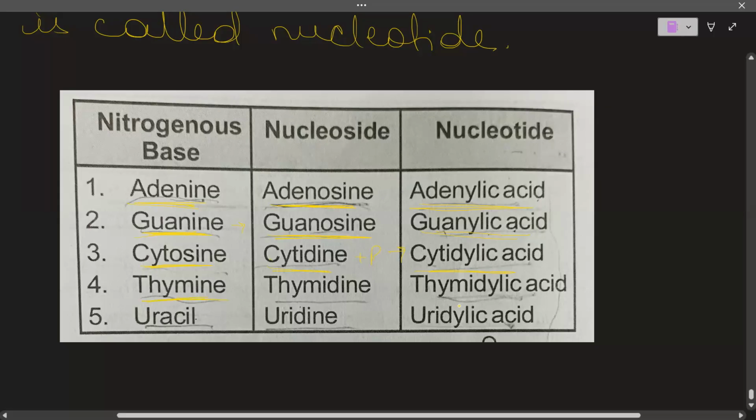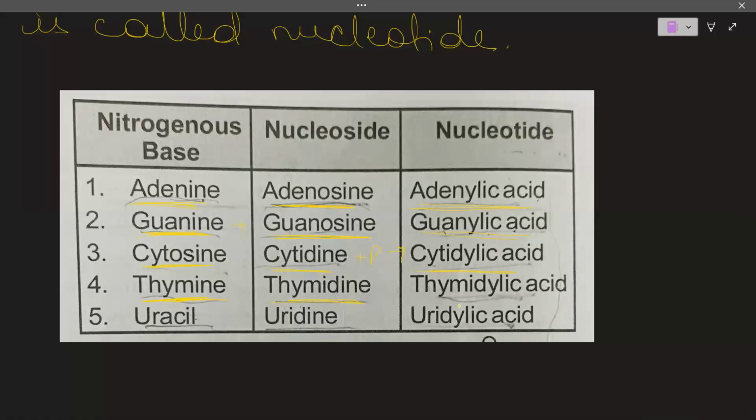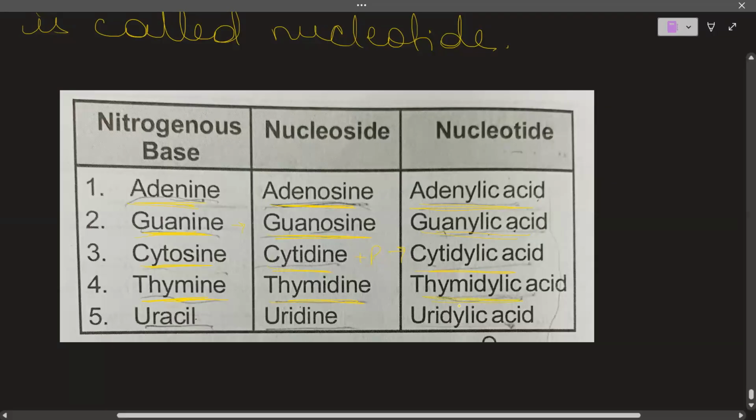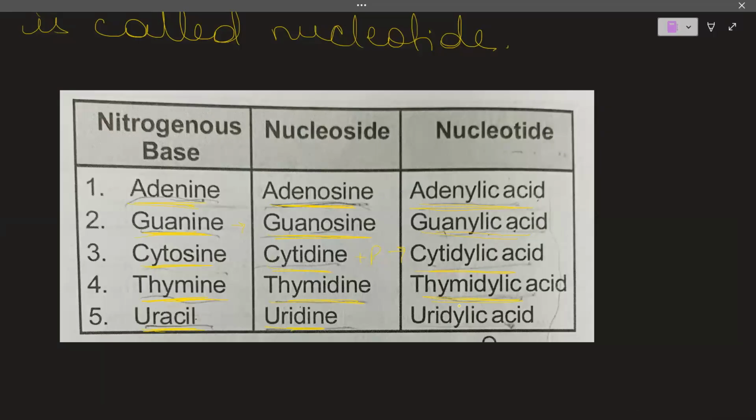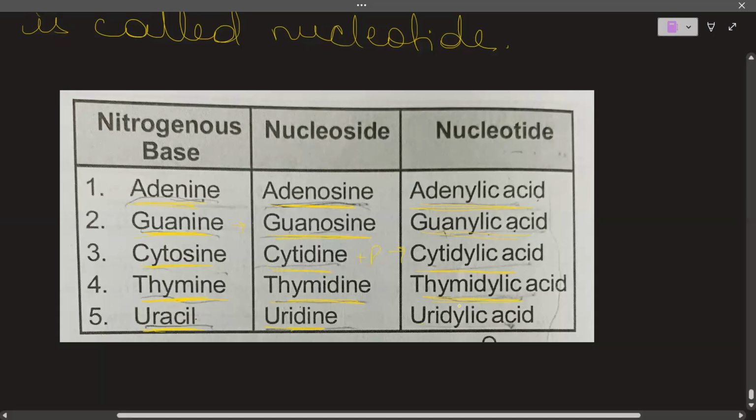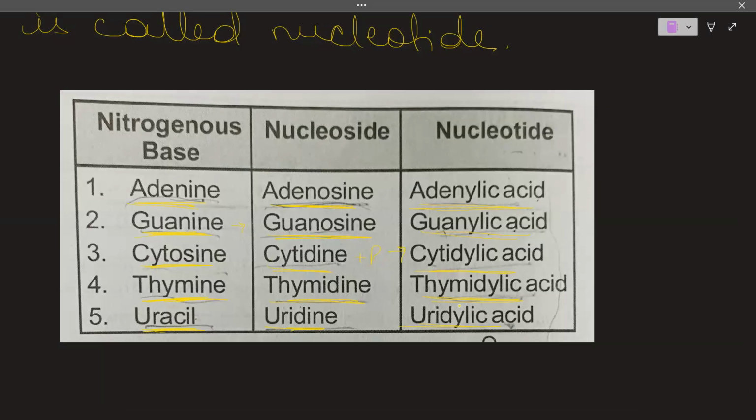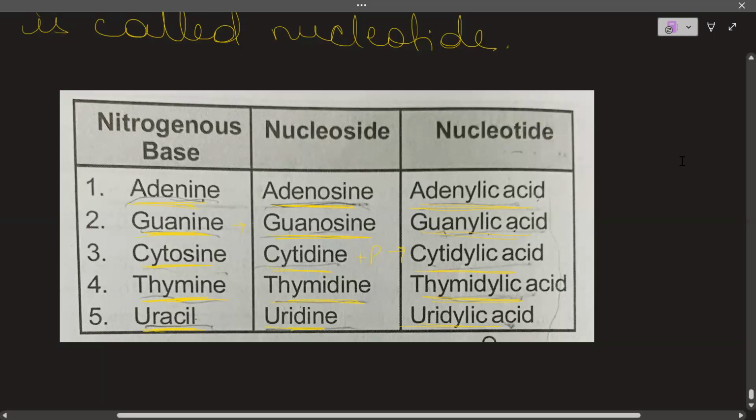When thymine forms a bond with the pentose sugar, it is again a nucleoside. The nucleoside of thymine is called thymidine, and the nucleotide of thymine is called thymidylic acid. Same goes for uracil. The nucleoside of uracil is called uridine, and the nucleotide of uracil is called uridylic acid. Clear? Any doubts? All right. Now you people can note it down.